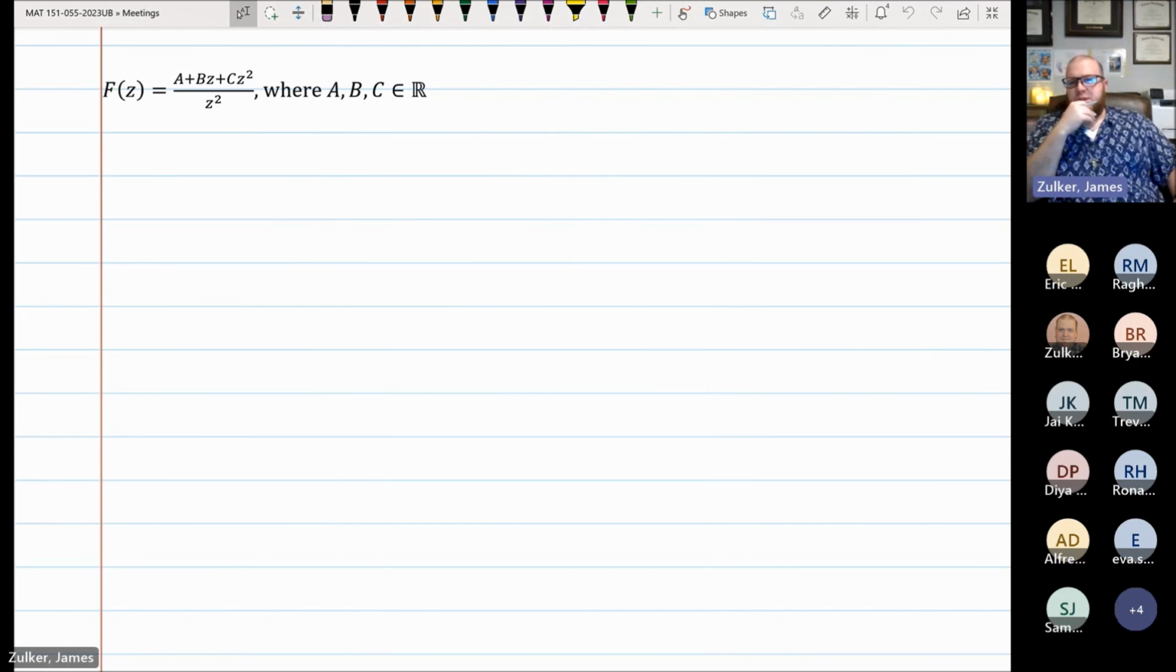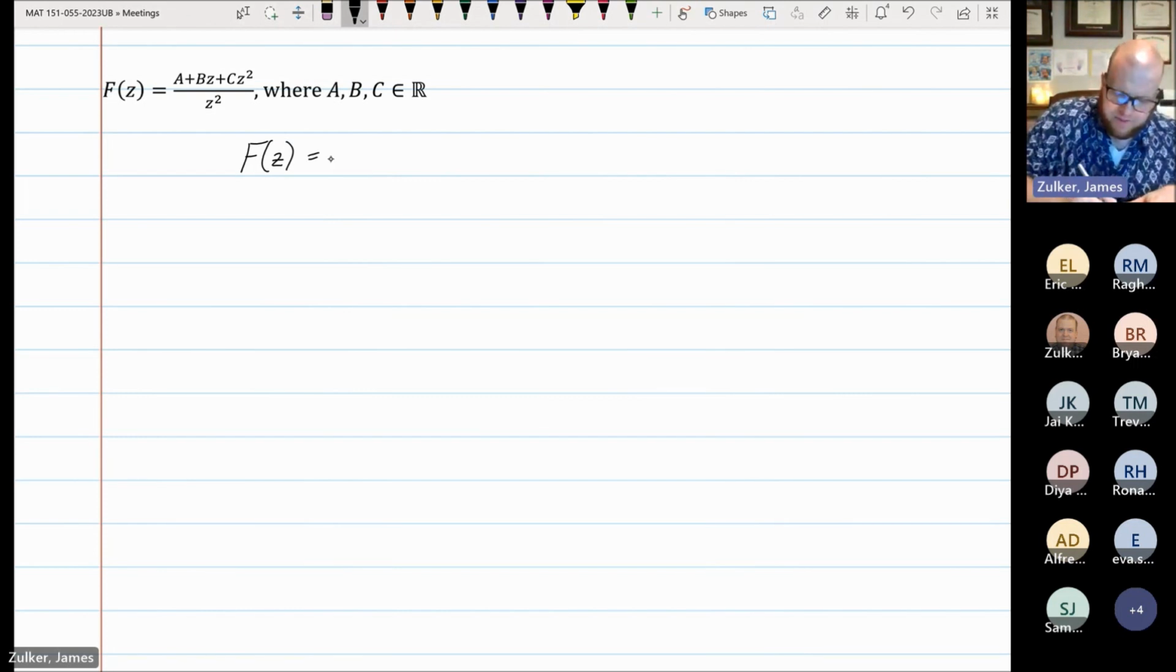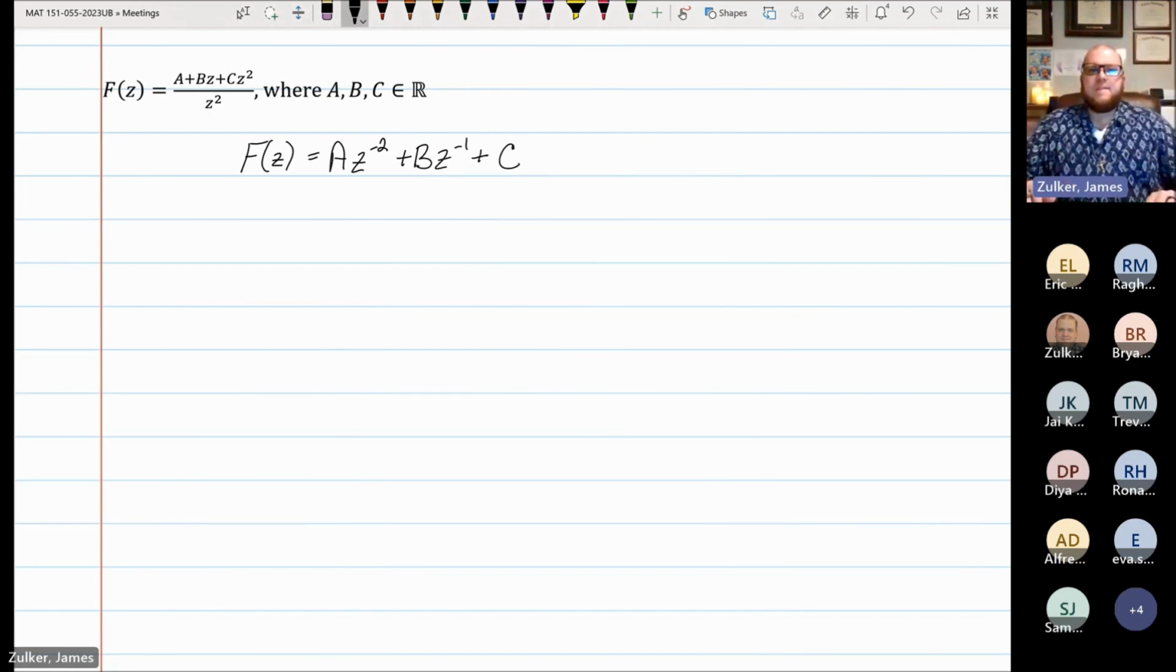Here we're told that A, B, and C are real numbers. Right, so they're just constants. Rewrite this. Right. Now we're able to take its derivative very easily. Right, A is a constant.